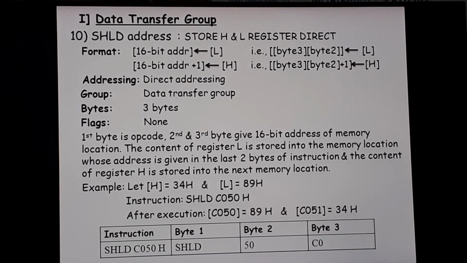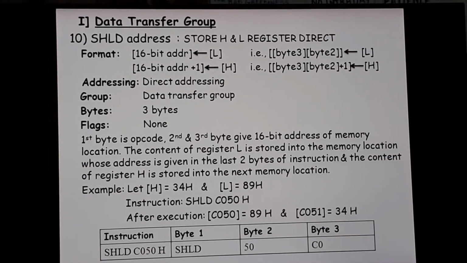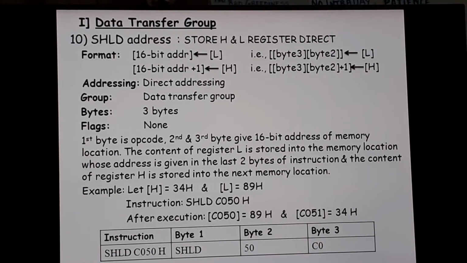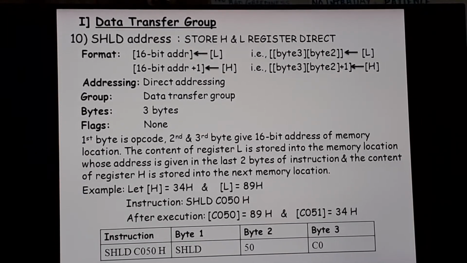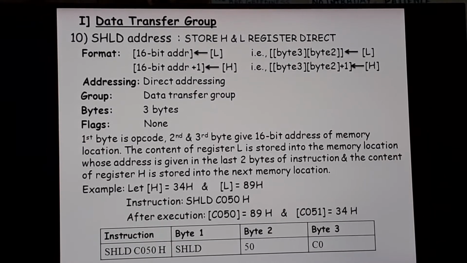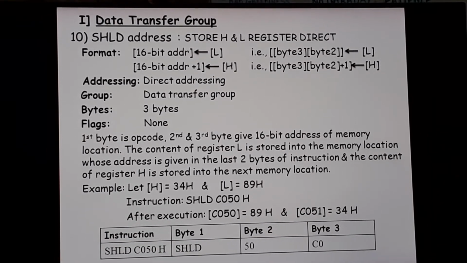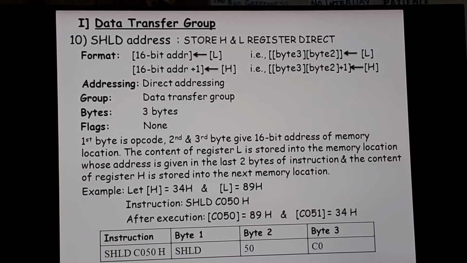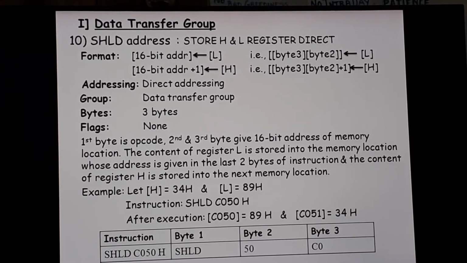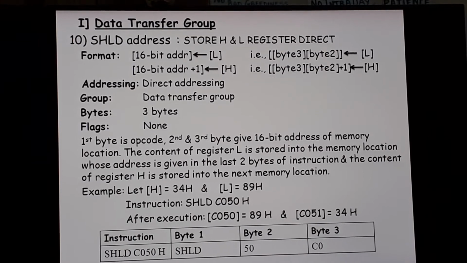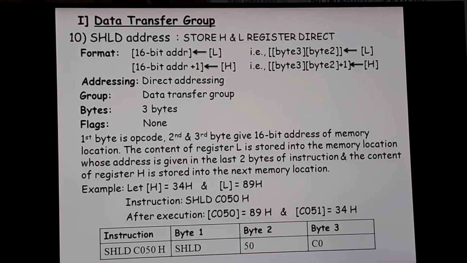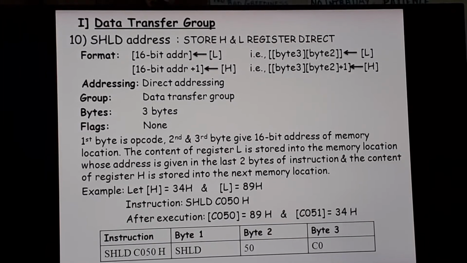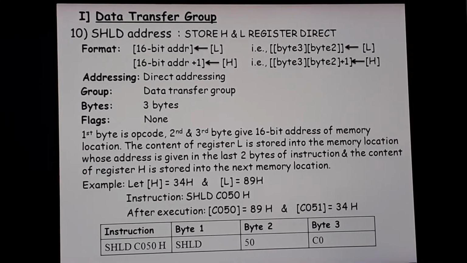The same example you can take for LHLD. Now the same example if I take for LHLD, let H be equal to 34 and L be equal to 89. So how will you write LHLD C050? After execution, in the opposite direction you will write: C050 is equal to 89H if I am taking 89, and then C051 is equal to the next data. You will increment the address in the same manner.